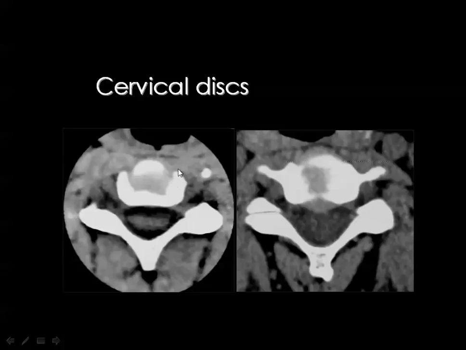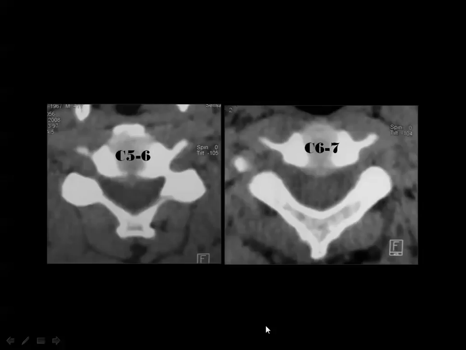Then you go to the section where you can see disc material and look along the posterior edge of the bone. If you don't see disc material, this is a normal disc. If you see disc material like this, this disc is abnormal, and I will explain how we can separate these abnormalities.